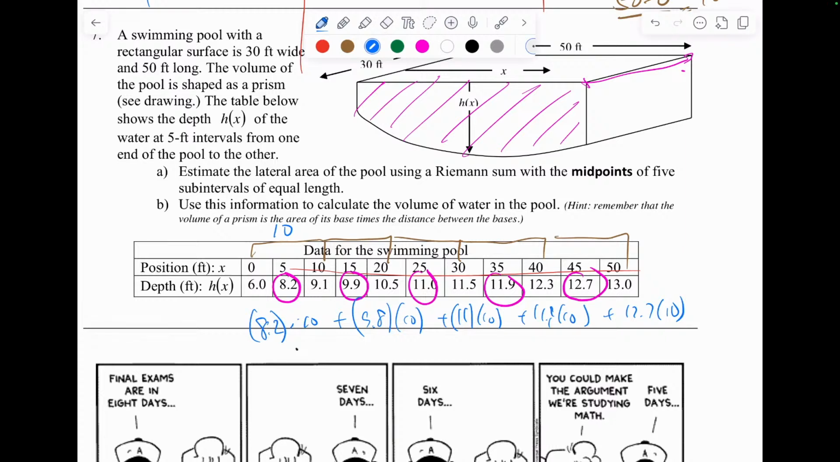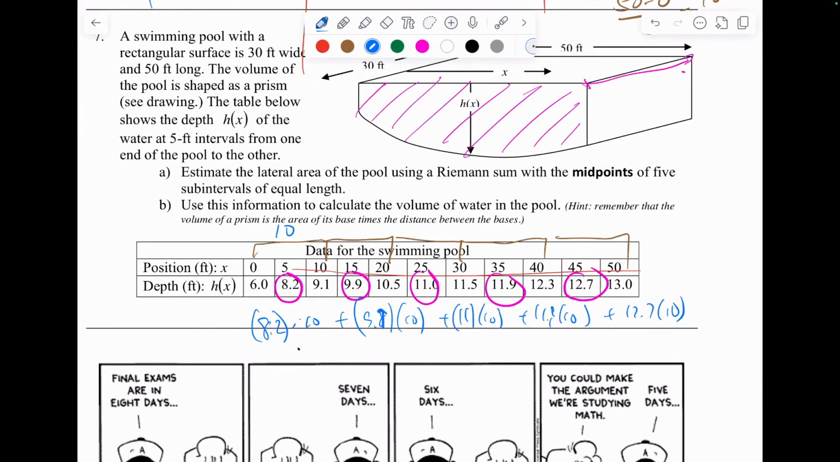Okay, yes. If they all have equal position spacing, you can put the 10 on the outside to make it easier. Yeah, of course. I think that's 9.8. 9.9. I think it's 2 times.